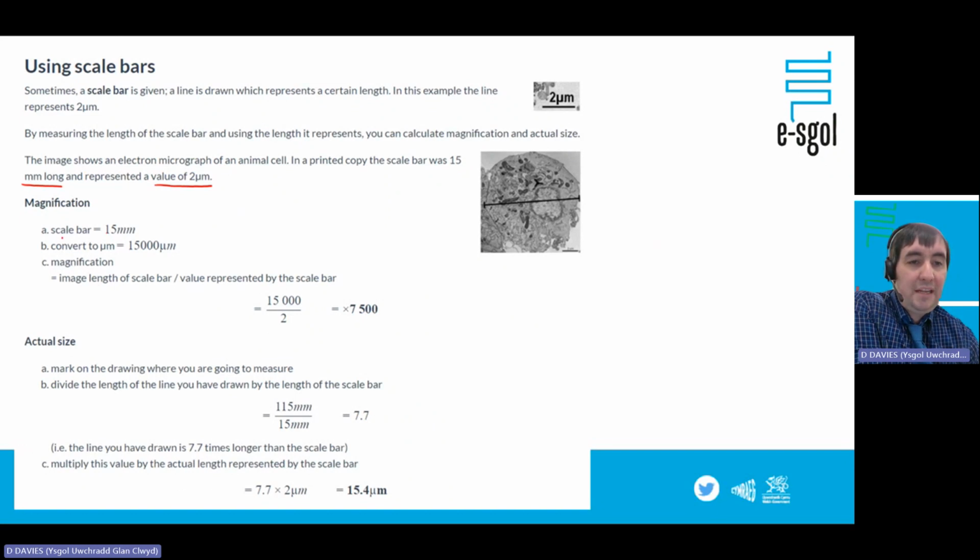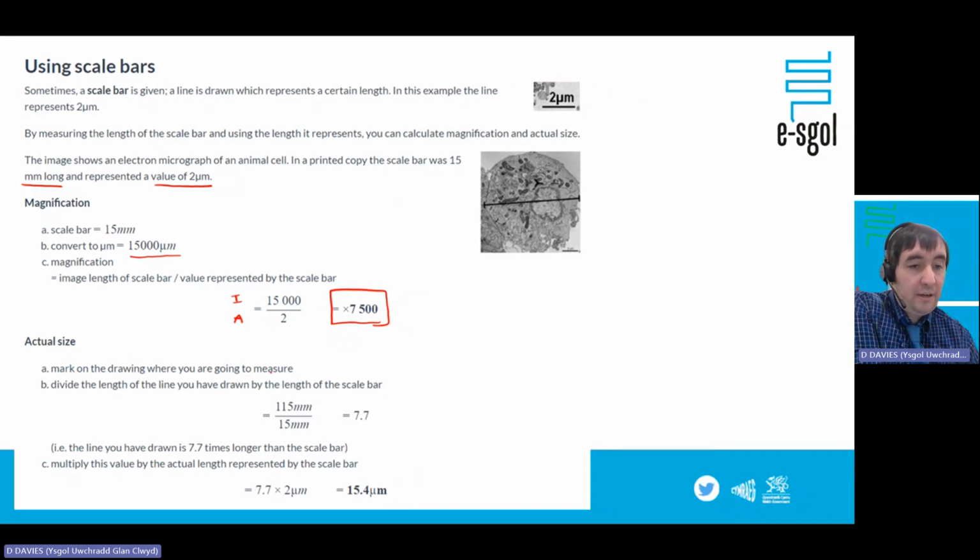So the scale bar is 15 millimeters, and I've converted that to microns. The image divided by the value gives us the magnification. So that's the real size of the image, that is actually how long it is. So I over A again gives us the magnification. Now, actual size using a scale bar.